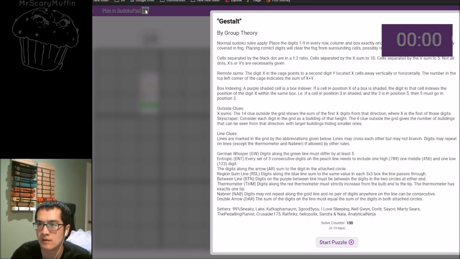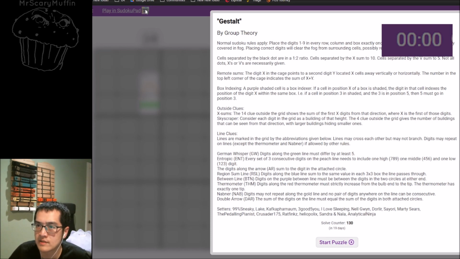Box indexing. A purple shaded cell is a box indexer. If a cell in position X is shaded, the digit in that cell indexes the position of digit X in the same box. Okay, that one makes sense to me. So if there is a 2 in the top left, then that means there is a 1 in the 2 position right next to it.